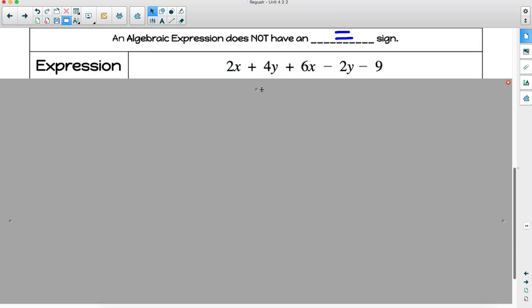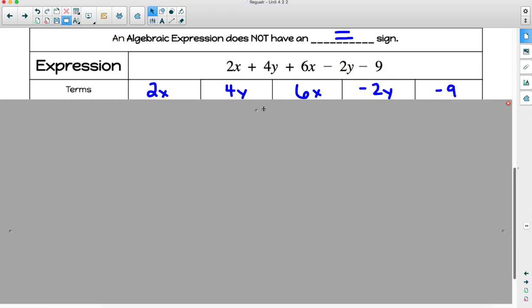And here's an expression for you: 2x plus 4y plus 6 minus 2y minus 9. So this one is much longer than the first example that I've given you, but we're going to dissect this and identify the different parts of this expression. Okay, the first one is the terms. So they're just asking you to find each term.